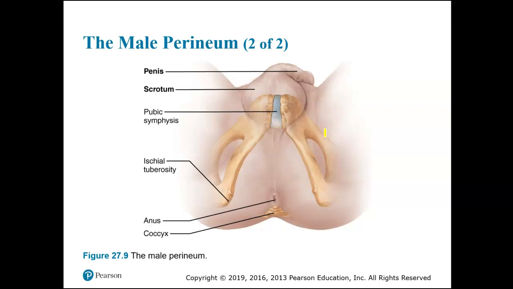This is an illustration of the area between the penis and the scrotum and the anus, the perineum area.